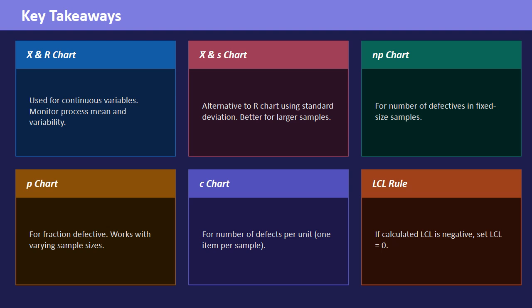So an important rule to remember is that if the lower control limit becomes negative, we set it equal to 0 because counts can't be negative. Overall, control charts are very useful tools for detecting variations and maintaining quality in any process.